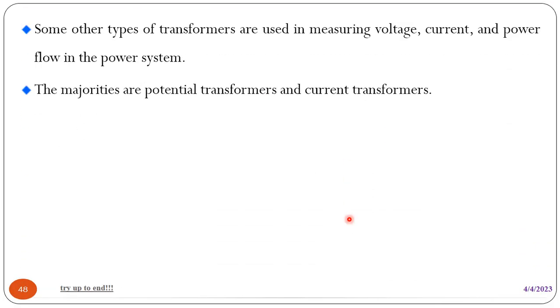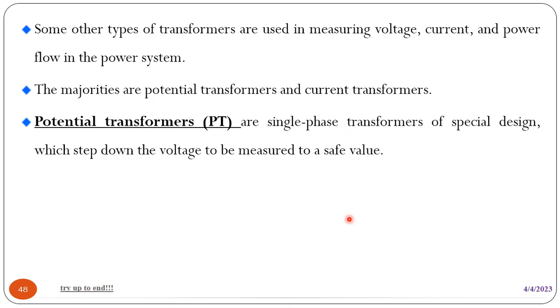Some other types of transformer are used in measuring voltage, current, and power flow in the power system. Majority are potential transformer and instrument transformer. Potential transformers are single phase transformers of special design, specially designed for measurement, which step down the voltage to be measured to a safe value. We have high value measurement, but for a multimeter we need to have this instrument transformer.